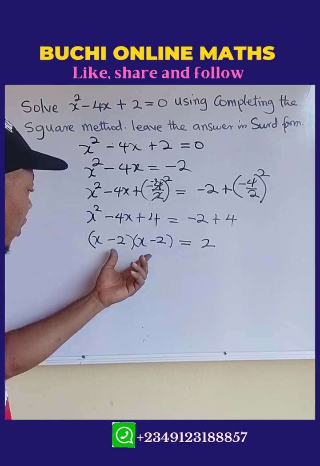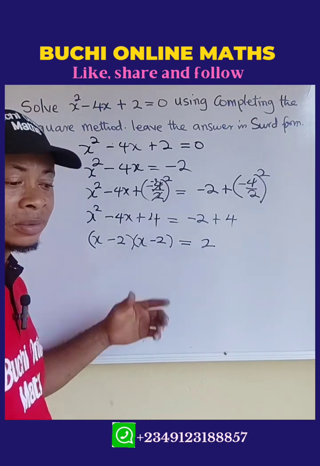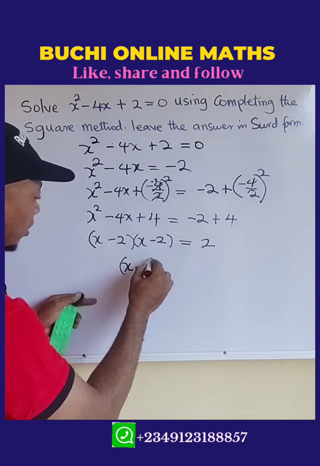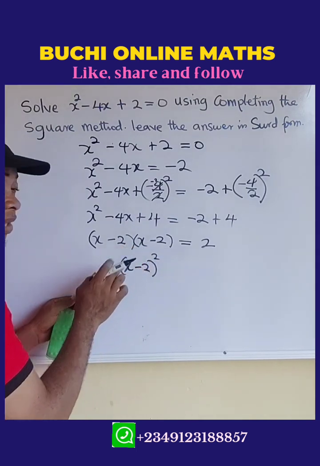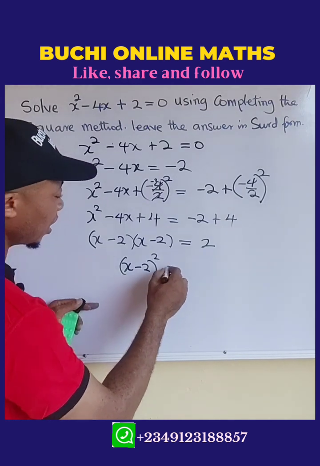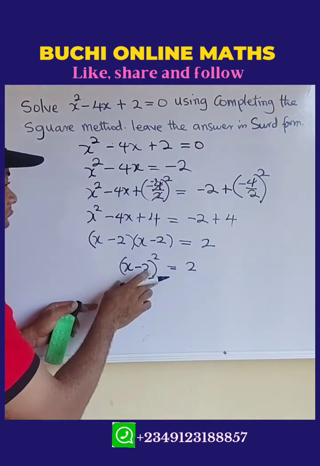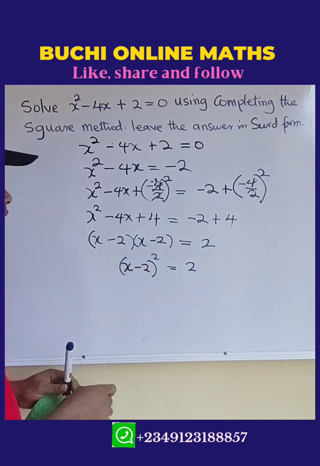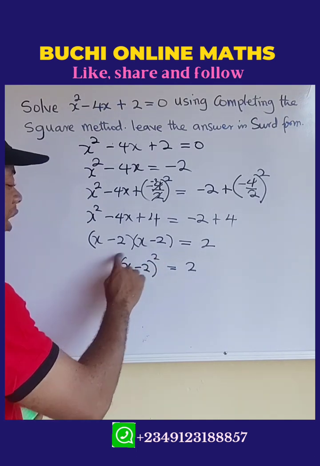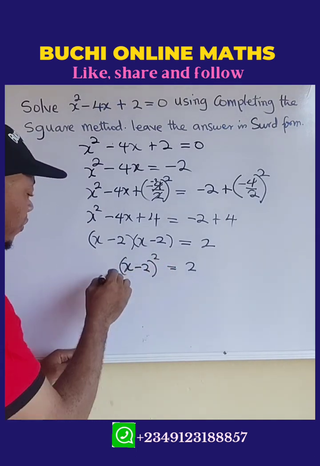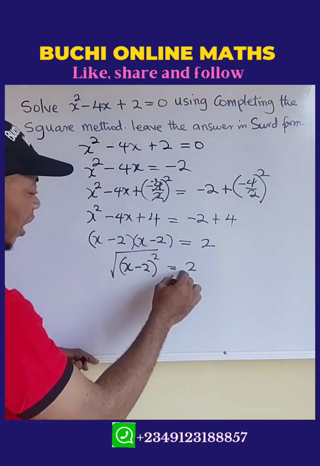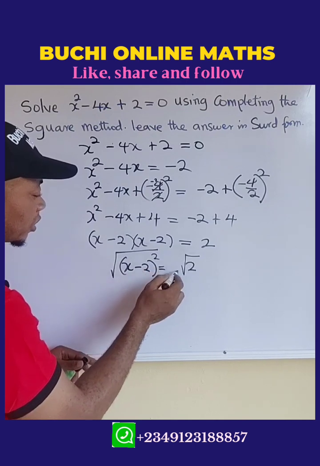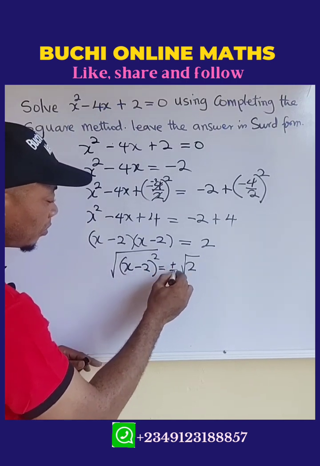Having done this, look at these two brackets, they contain the same thing. That means we can write it as x minus 2 raised to power 2, equals 2. Next thing we have to do is to make sure we eliminate the square. And how to eliminate the square is to take the square root of both sides of this equation. So we take the square root of this side, and we take the square root of 2.